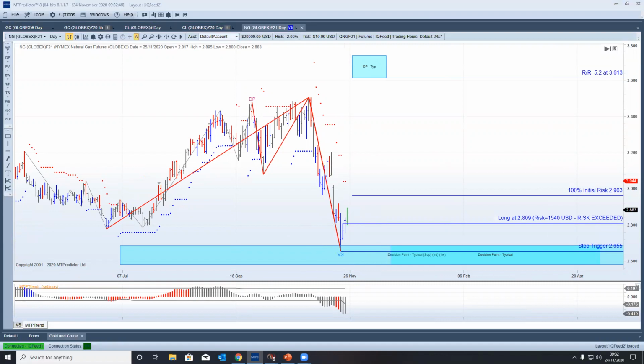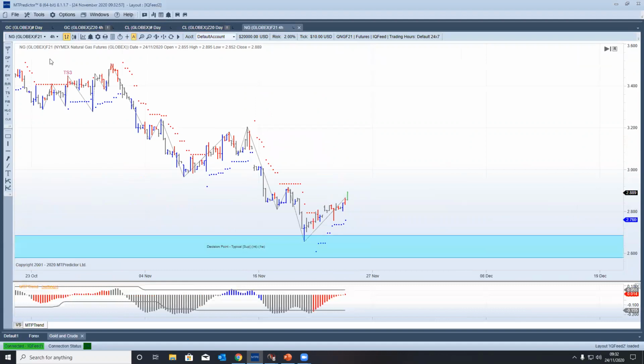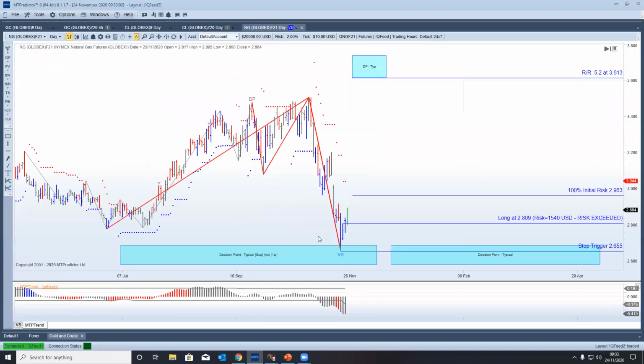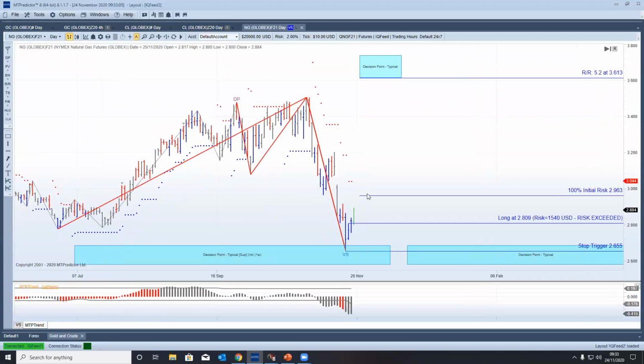So thanks for sharing that with me. I wonder if there are any setups on a slightly shorter time frame chart. No, it doesn't look like there are. But I'd be interested to see whether that does actually continue on rallying.